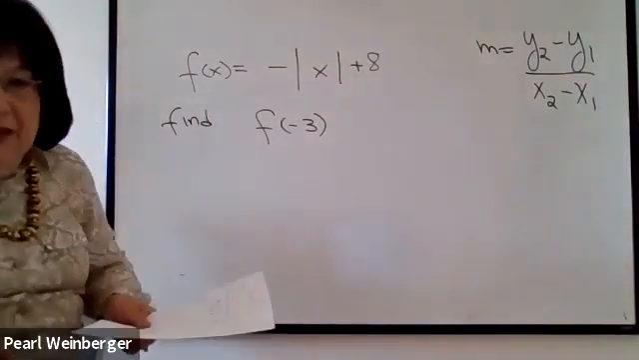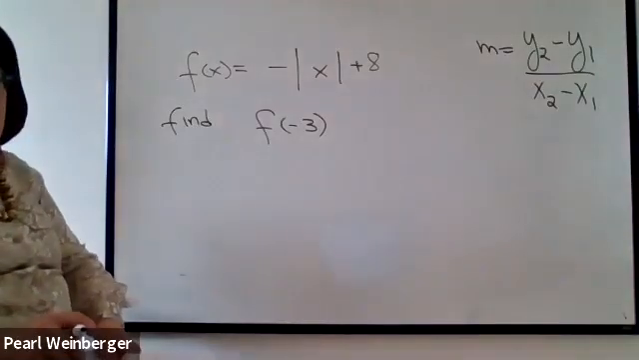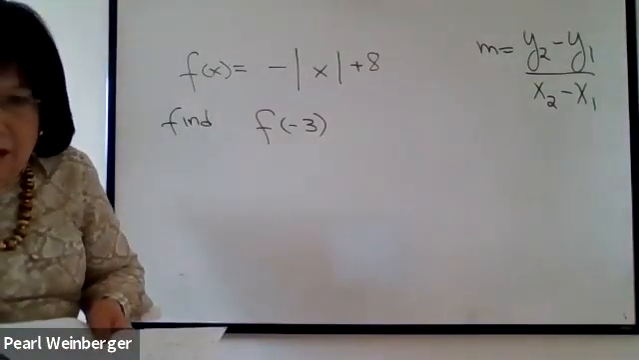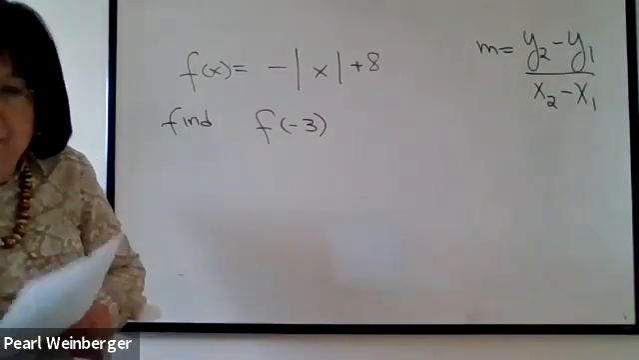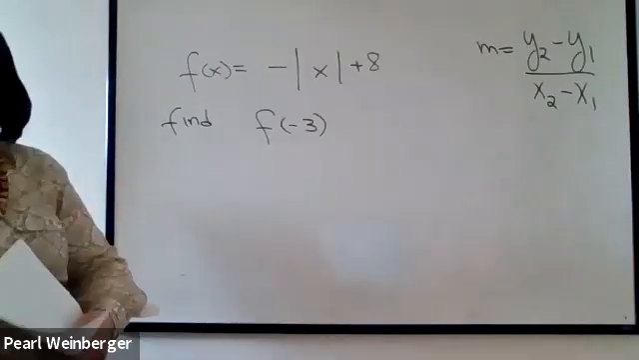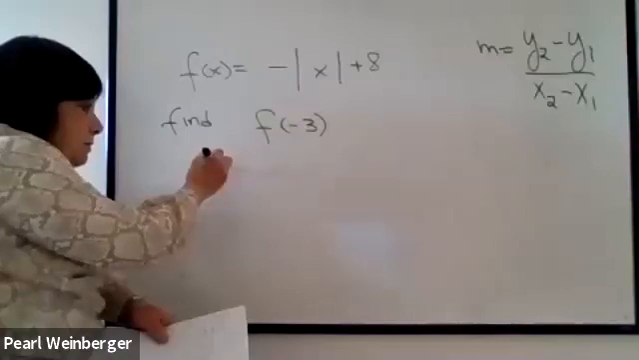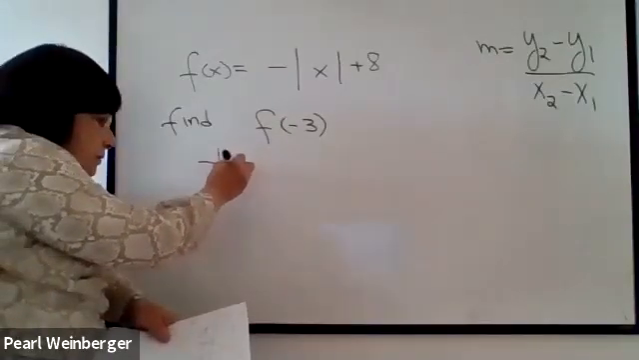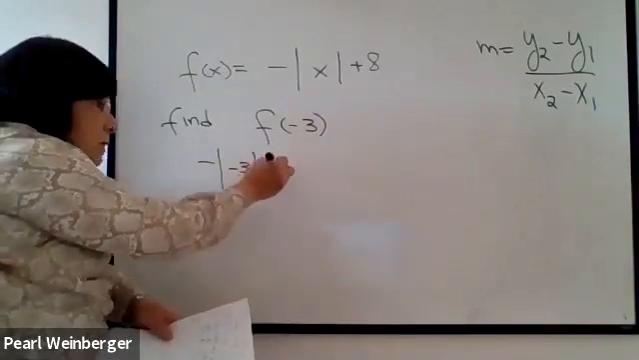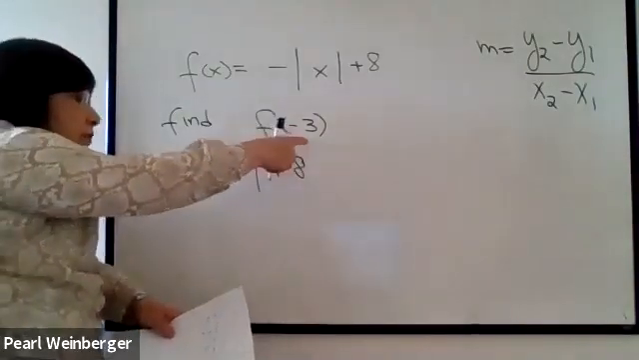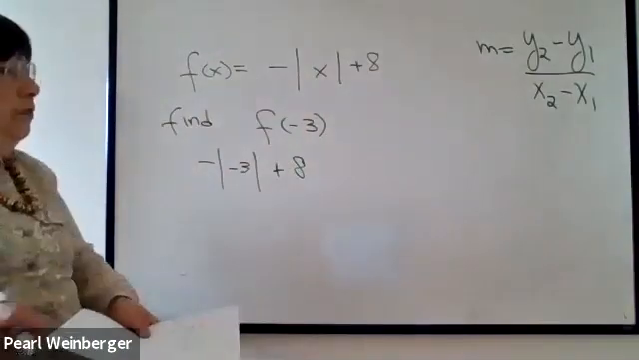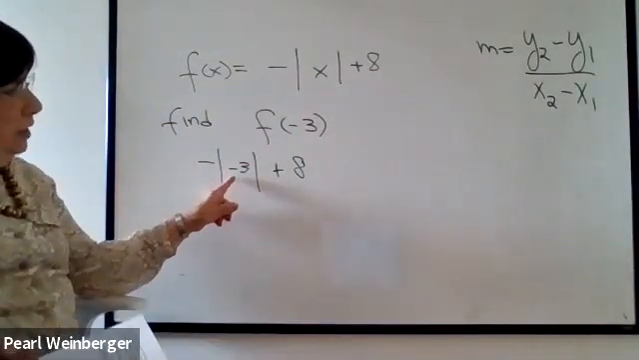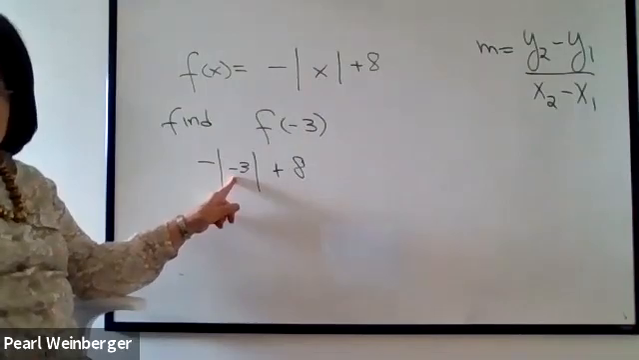Good, Jennifer. You want to tell us how you did this? I see you got the right answer, so I want to see how you did it. I put the -3 in a parentheses plus 8. Okay, so this becomes negative absolute value of negative 3, plus 8. When it says find f of negative 3, it means take the x and replace it by negative 3. Okay, so how much is the absolute value of negative 3?